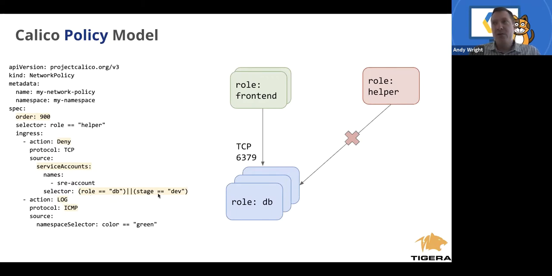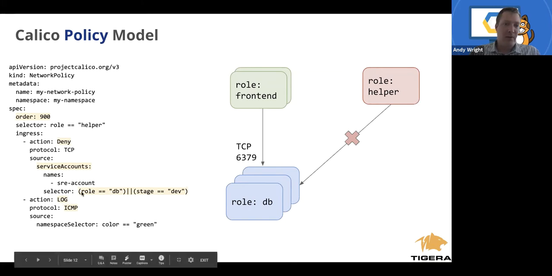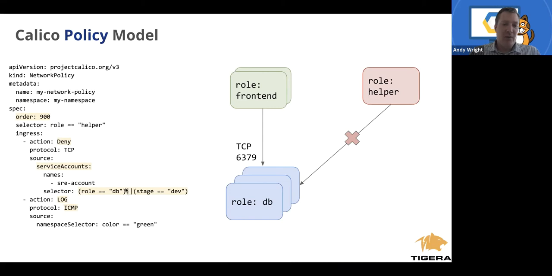And finally, the selectors are much more flexible. In this scenario here, what we've actually implemented is some Boolean logic. And so what we would say is, basically for this helper over here, we're going to allow anything with role equals DB or stage equals dev. And so that's more advanced logic that you can include in here.